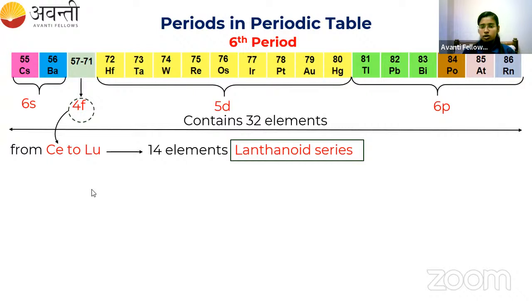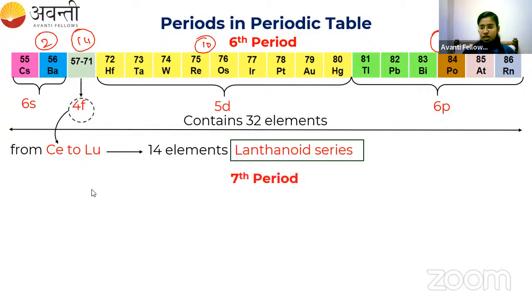I've already given you the list of lanthanoids. So here we have 2, here we have 14, here in d orbital we have 10, and coming to p orbital it is 6. So if you add up all these numbers, you will get 32. So 32 elements are present in sixth period.